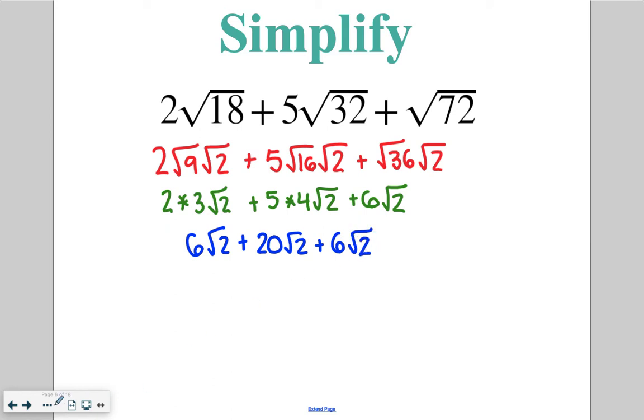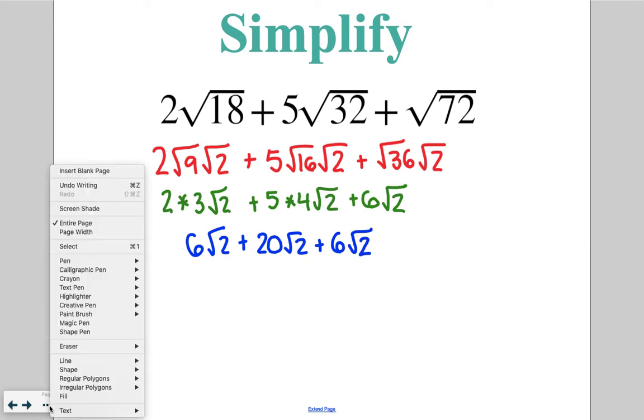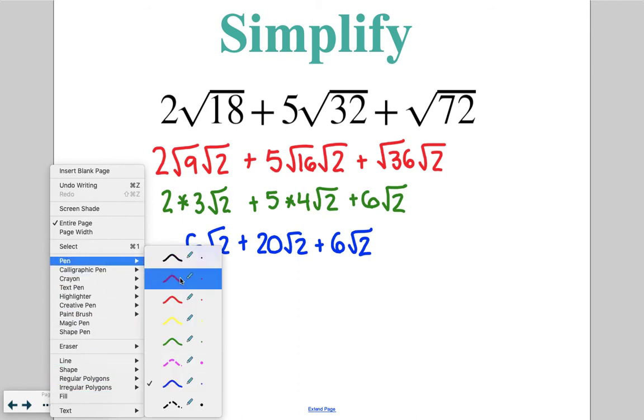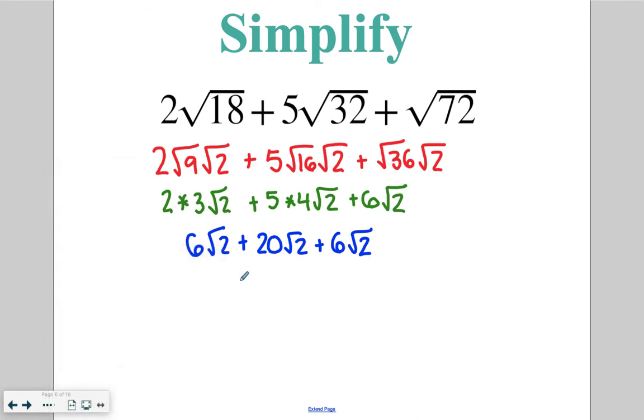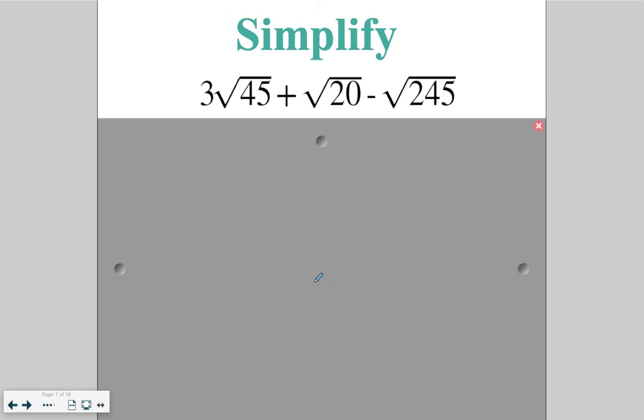Then I can go ahead and do my addition. I've got 6 plus 20, which is 26, plus another 6, which is going to give me 32 square roots of 2. So even though these initial square roots did not look similar, we could simplify them down to something that we could add, so that we had that matching square root, and we were able to simplify. Go ahead and try this one on your own.